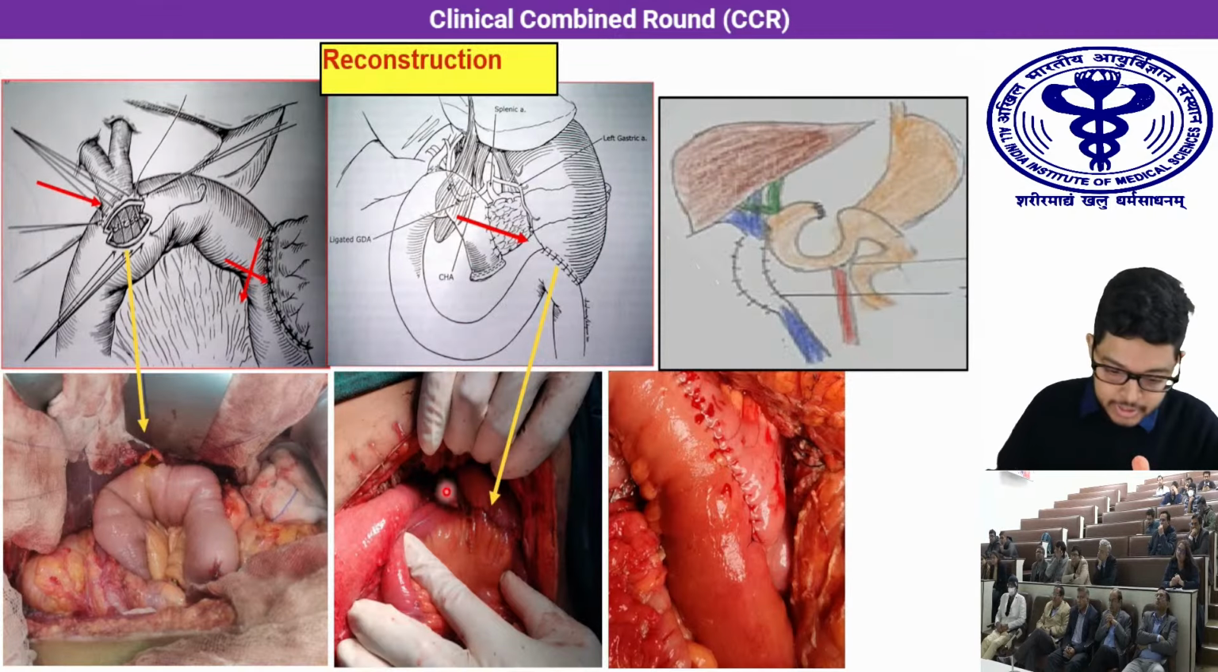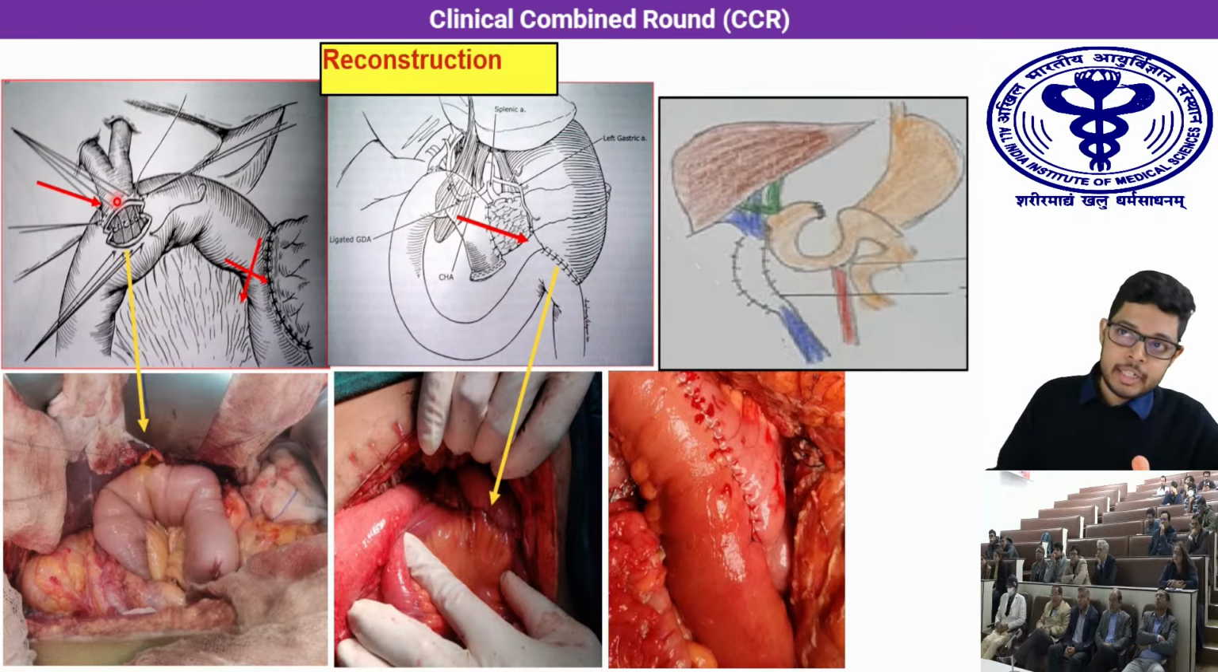And then we proceed to reconstruction. This part of the reconstruction, which is usually done between the pancreas and the jejunum, we did not do because we had removed the entire pancreas. Pancreaticojejunostomy was not done in this case. We directly proceeded to the hepaticojejunostomy.